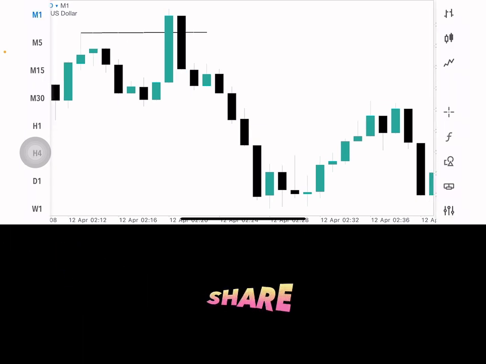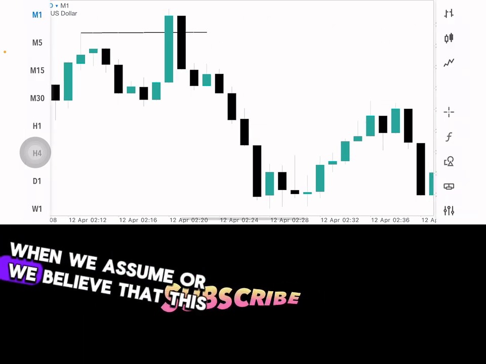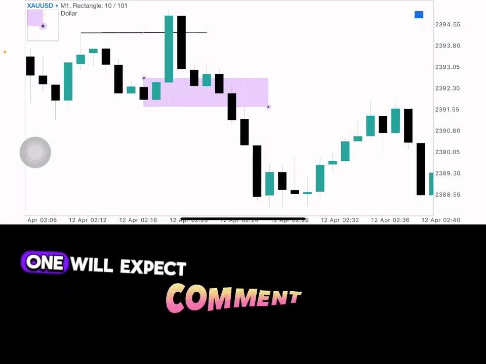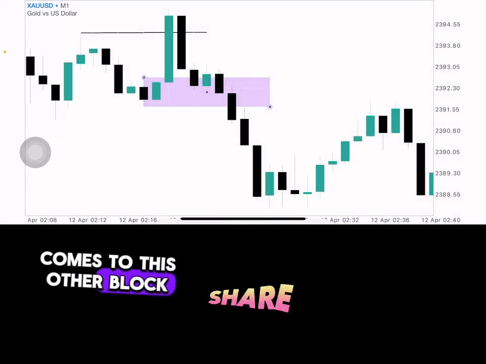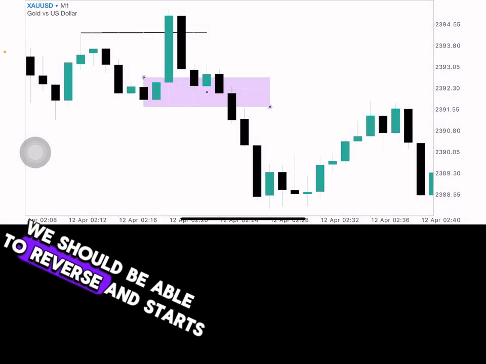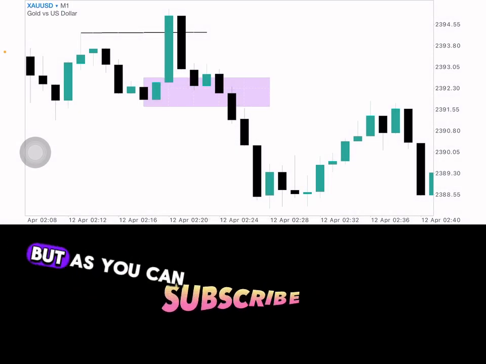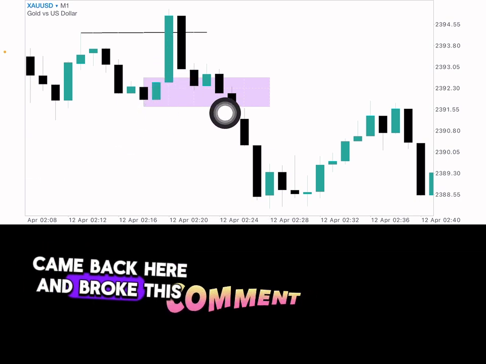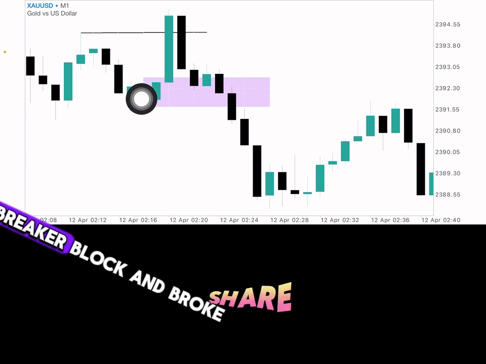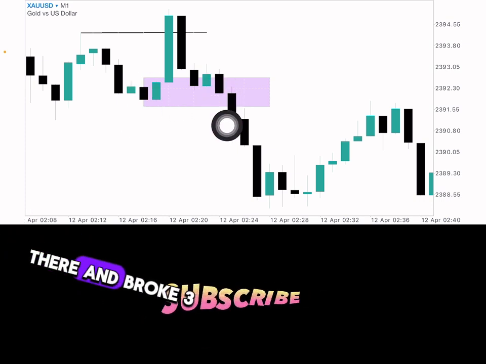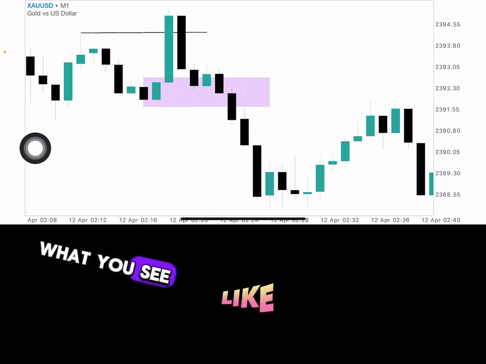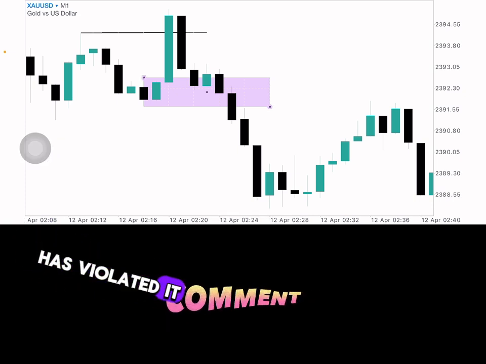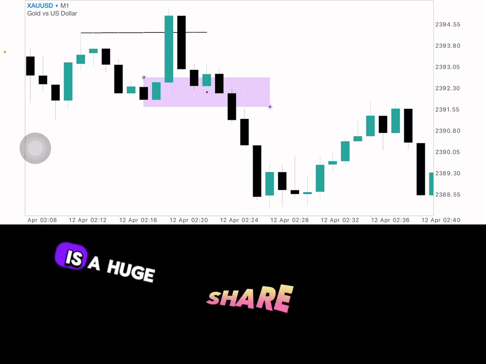So one will assume, or we believe, that naturally this is the other block. Okay, so one will expect that when price comes to this other block, we should be able to reverse and start pushing up. Okay, but as you can see, price did not respect that. Price came back here and broke this other block, and broke through it, went down. So what you see is that this other block basically has failed. Price has violated it. So as we said, a breaker block is a failed other block.